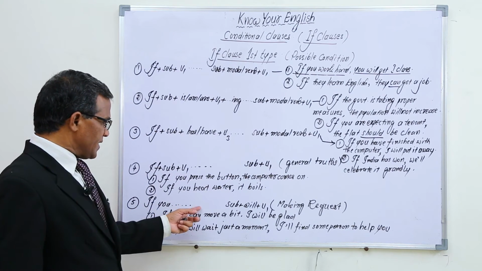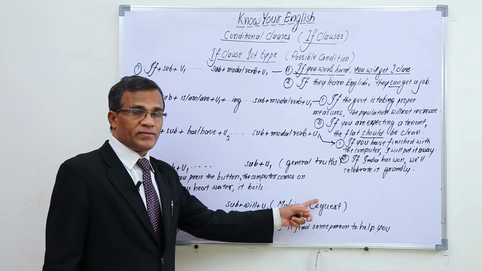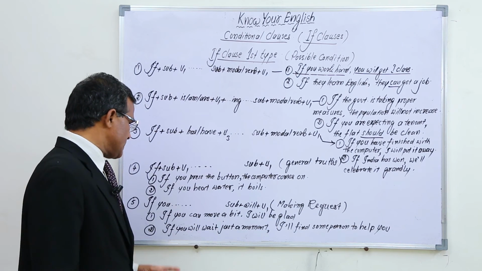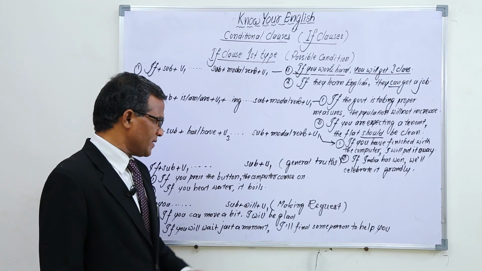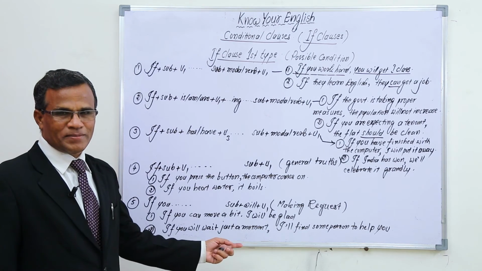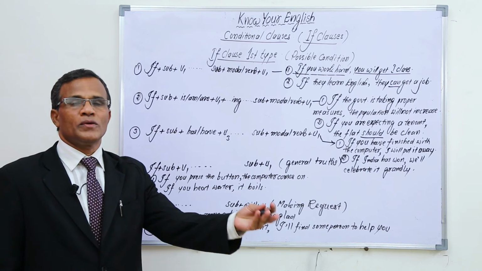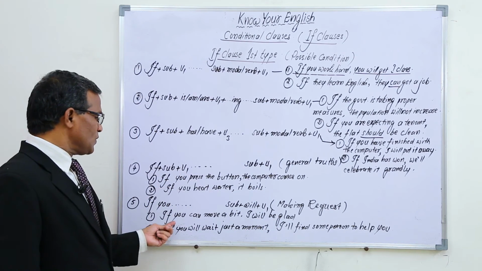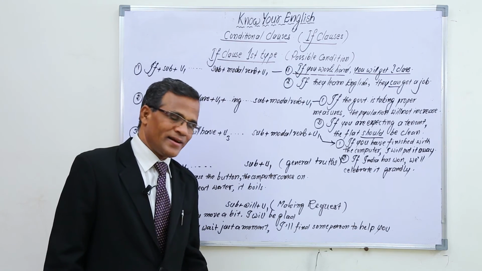Then if you dash dash dash, subject plus will plus V1. This is purely for making requests. For making requests we use this one. If you can move a bit, I will be glad. Means please move a bit. This is nothing but please move a bit. So he is requesting a person to move a bit. So if you want to request a person to move a bit, you can use the if clause also. If you can move a bit, I will be glad.